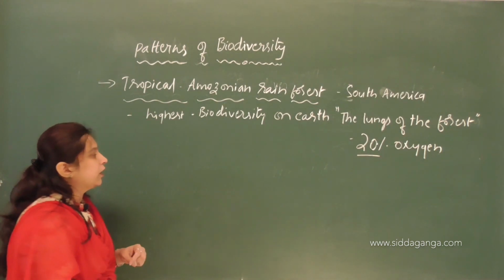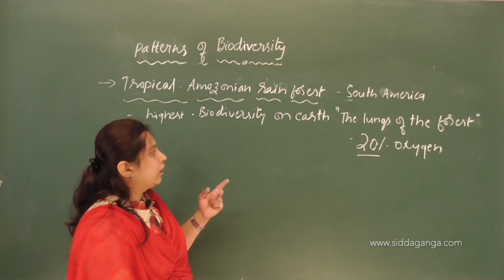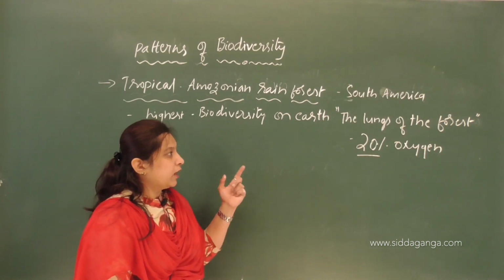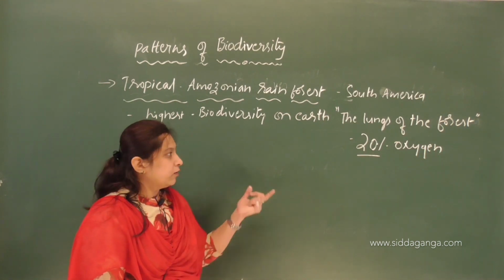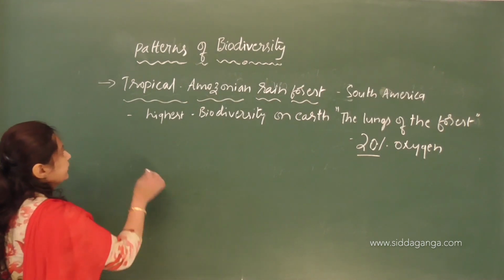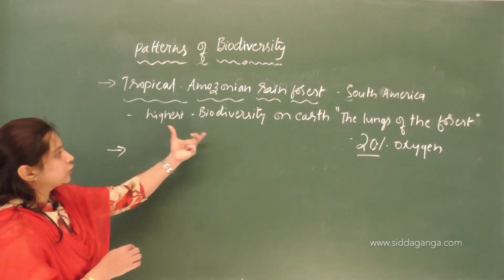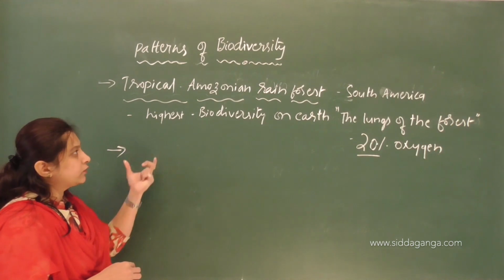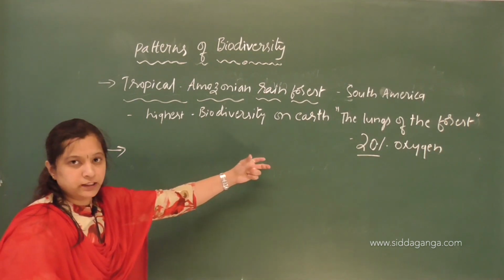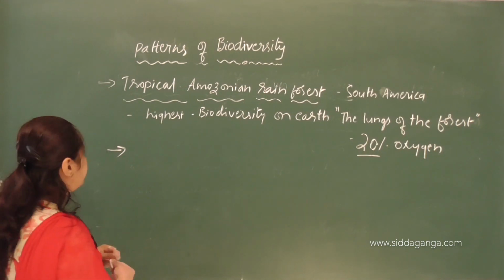So which of the following rainforests is called the lungs of the forest? Or else, why is the tropical Amazon rainforest called the lungs of the forest? Like that also they can ask. And it is one of the highest biodiversity places on the earth. So which of the following places has the highest biodiversity on the earth? This question may also appear in your NEET exam.